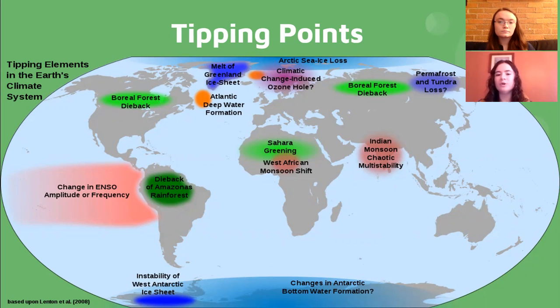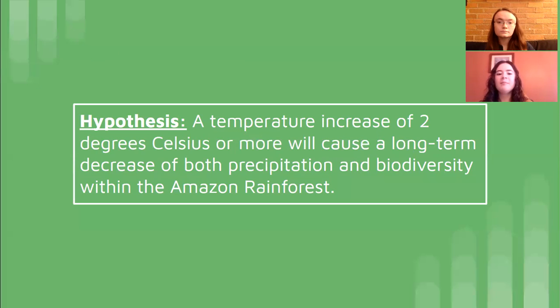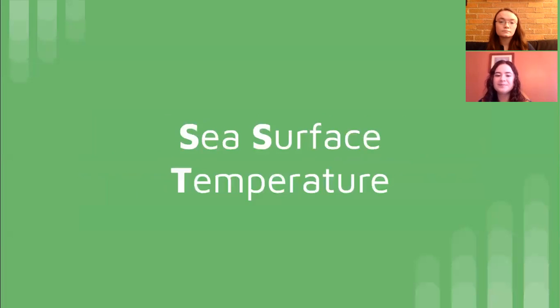This map shows multiple tipping elements, which are systems that each have their own tipping point, all across the world. A tipping point usually comes from a major characteristic of a tipping element. In my research, I focus on how breaking the DAI threshold would affect the tipping point of a specific biome, the Amazon rainforest. My hypothesis was a temperature increase of 2 degrees Celsius or more will cause a long-term decrease of both precipitation and biodiversity within the Amazon rainforest.